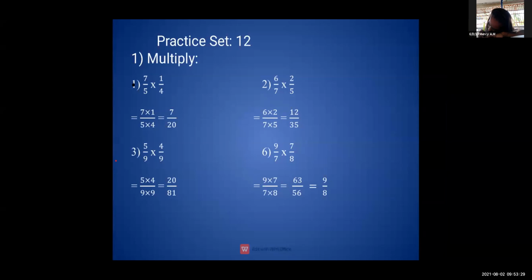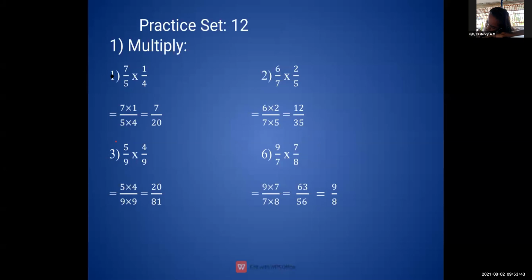Now student, we will start with practice set 12. Practice set 12 is on multiplying. It is a very easy exercise. You have to multiply the numbers. I'll show you the first sum.